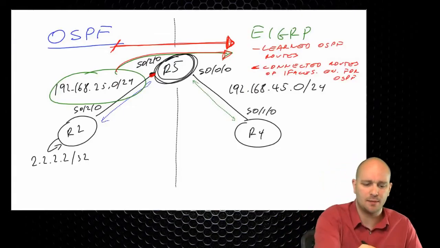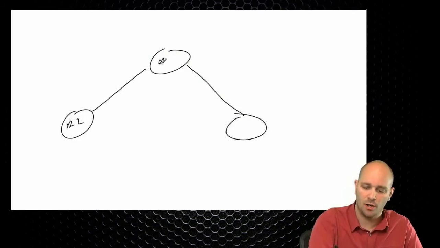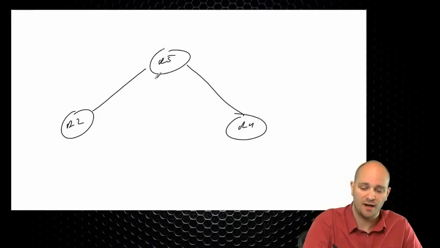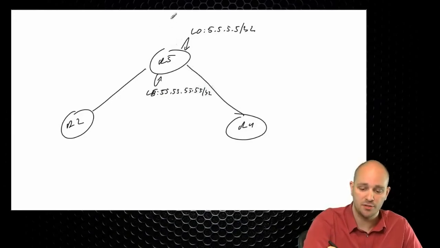Let's expand our example just a little bit. So we are still dealing with the same network. So here we have R2, R5, and R4. Now I want to add two loopbacks on R5. So let's say that I have loopback 0, which is going to be 5.5.5.5/32, and let's say that I have loopback 5, which is going to be 55.55.55.55/32.